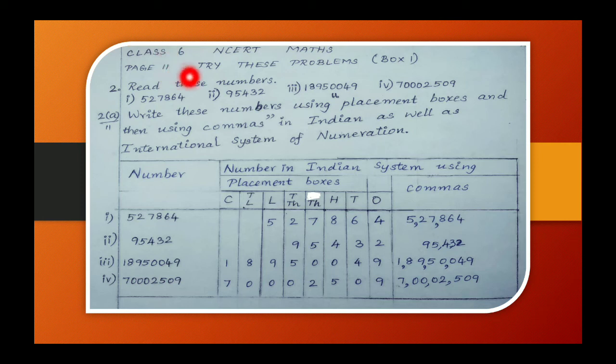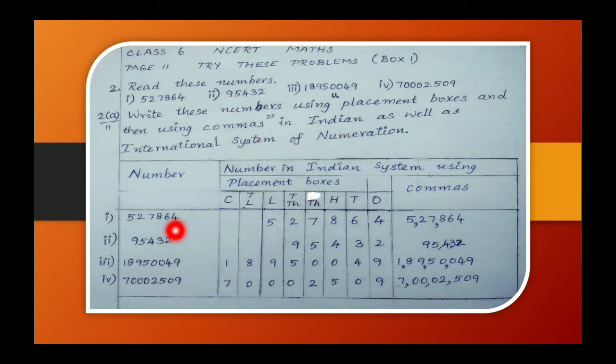Class 6 NCERT textbook Maths page 11. Try these problems box 1. This is the second part. Problem number 2. Read these given 4 numbers and the second subdivision of the question is write these numbers using placement boxes and then using commas in Indian as well as international system of numeration. So we have a lot of things to do.